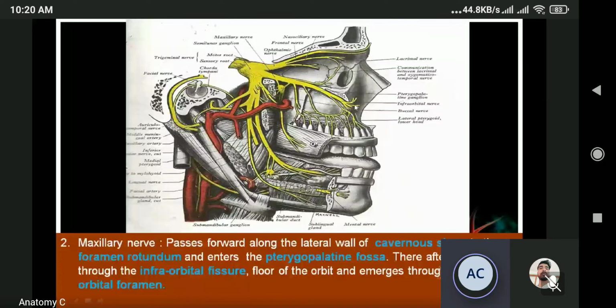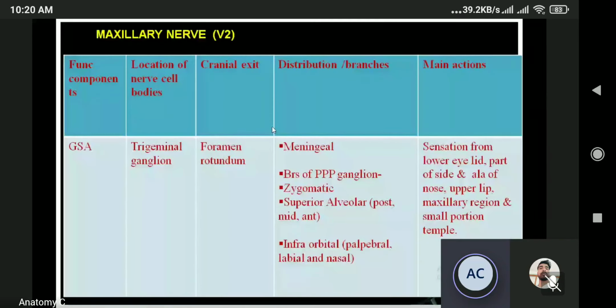Now next, the final one. This is known as the infraorbital nerve, further divided into three: palpebral, nasal, and labial. So those are the three branches. Let's recap: ganglionic branches to the pterygopalatine ganglion, zygomatic nerve, superior alveolar posterior, middle, anterior, infraorbital, palpebral, nasal, labial. Those are the branches of the maxillary nerve.